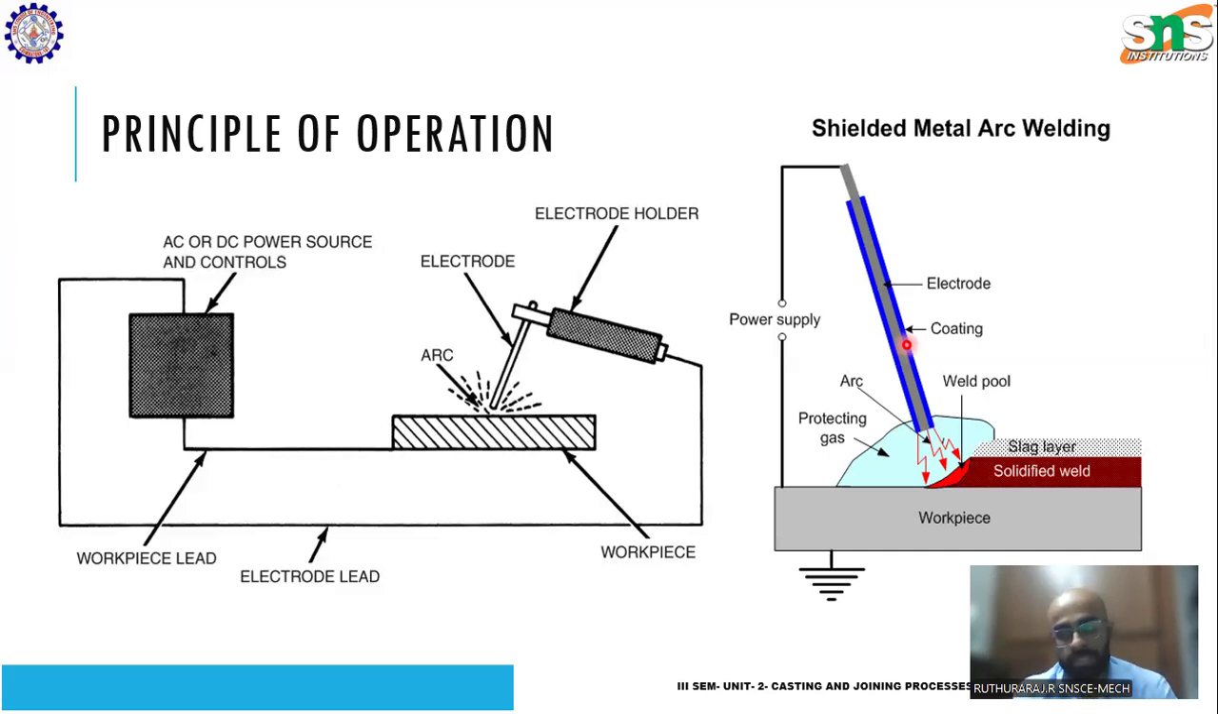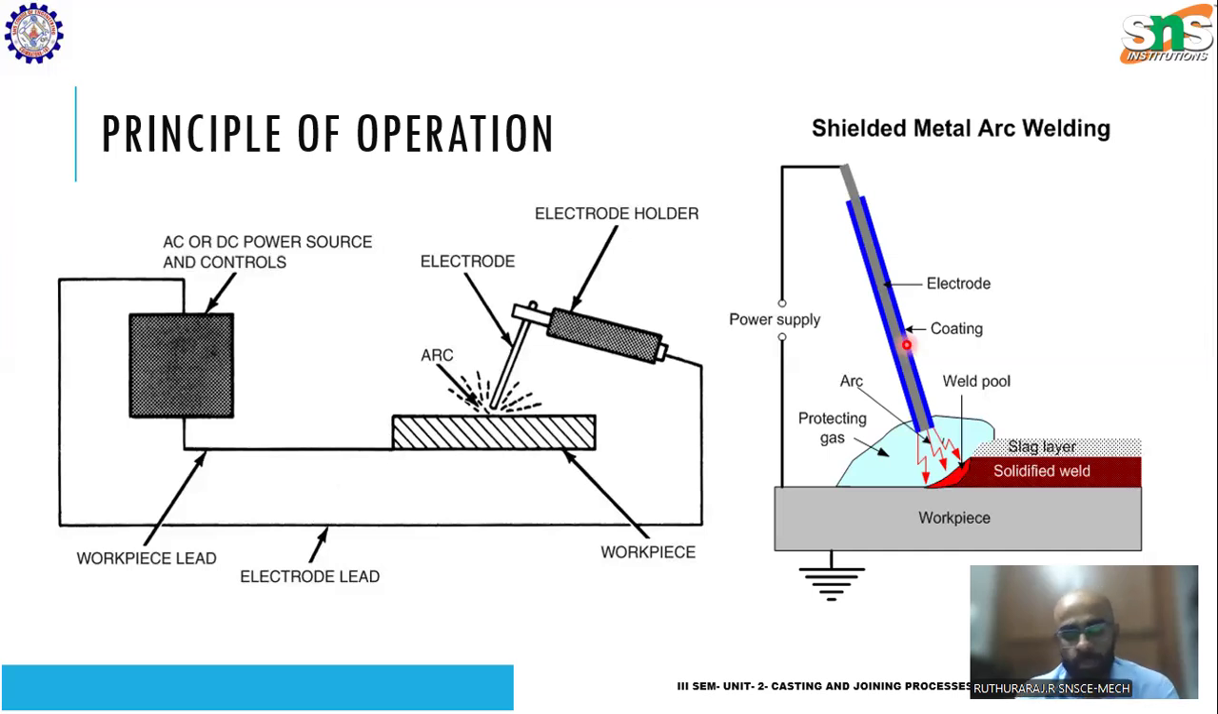One, it supplies electric current. Two, it acts as a filler rod. So when two metal plates are joined together, if some excess material is needed, it can be supplied using this electrode. So it will become shorter in size during the welding process.